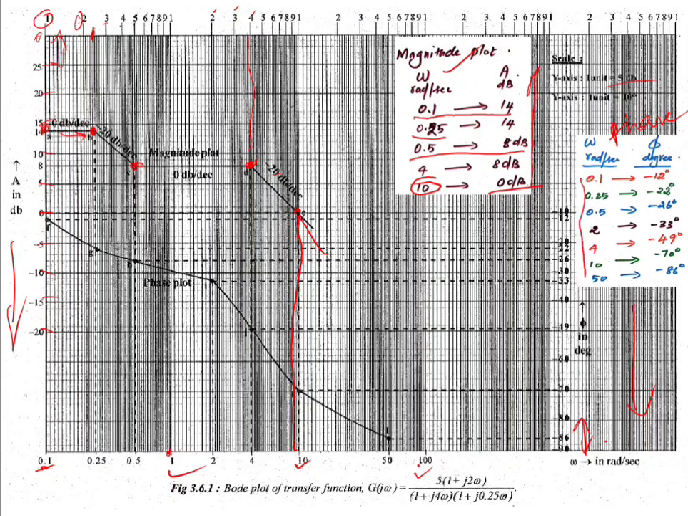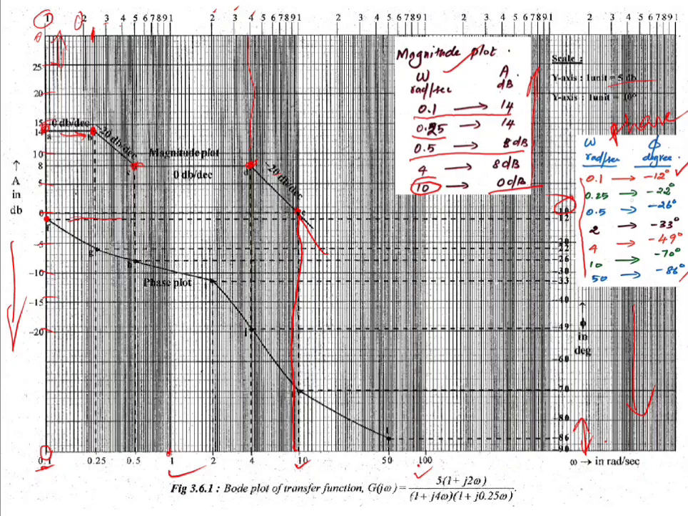And the phase plot, when you are seeing the phase plot, for different sets of frequencies we have a degree. So here the phase angle ranges from minus 12 degree to minus 86 degree. So we have assumed on the right hand side y-axis, each and every unit is 10 degree. Starting with 0.1 radians per second, the phase angle is minus 12. Minus 12 is below minus 10. So it's somewhere here, on this line. So this is the first point.